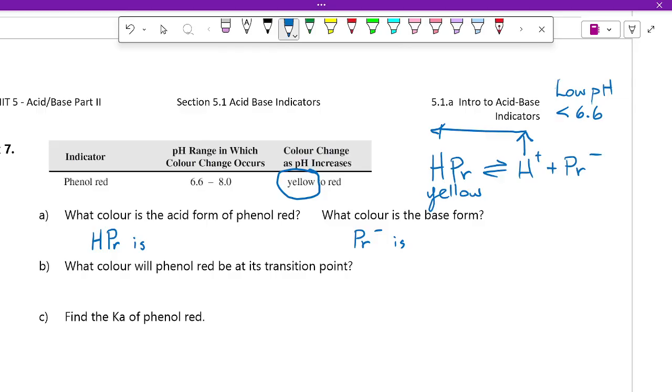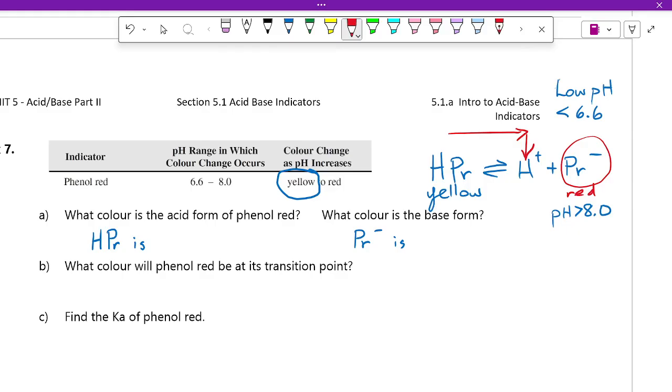If our pH is greater than 8.0, that means that we have less hydrogen. And that means it's going to shift to the right, which means that we're going to have PR minus, which is going to be red.